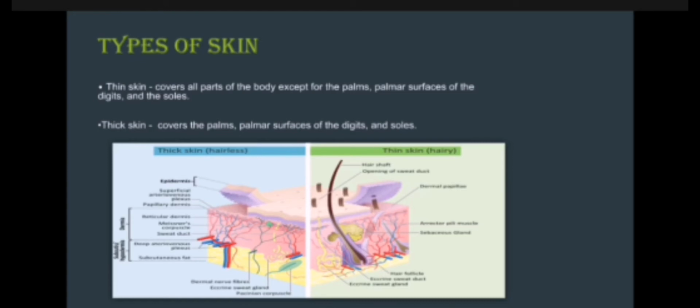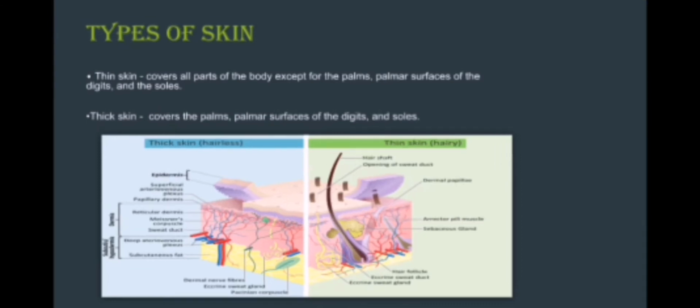The fourth is arrector pili muscles. Arrector pili muscles are small muscles attached to hair follicles. These muscles cause the hair to stand on end, known as goosebumps. So, the arrector pili muscles are the ones known for goosebumps. The muscles cause the hair to stand on end. So if you feel scared or something that makes your hair stand up, that is the arrector pili muscles.